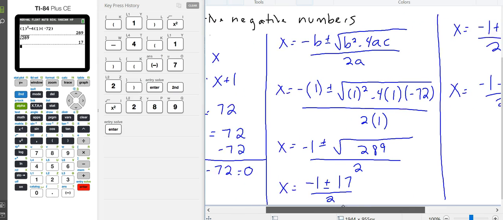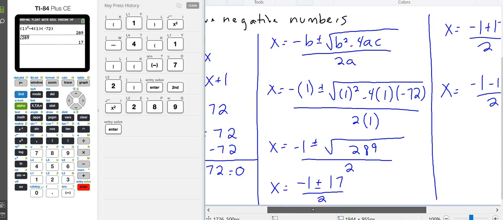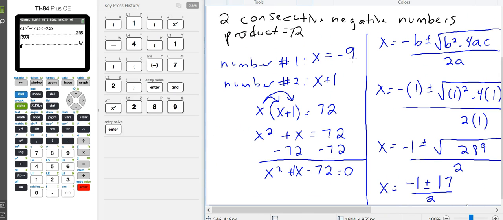And if we go back to our question, we need consecutive negative numbers. So we can't use the 8, and one of our numbers is going to be negative 9 because x is negative 9. But our other number is negative 9 plus 1, which is negative 8. So our two consecutive negative numbers, their product is 72, are negative 9 and negative 8.